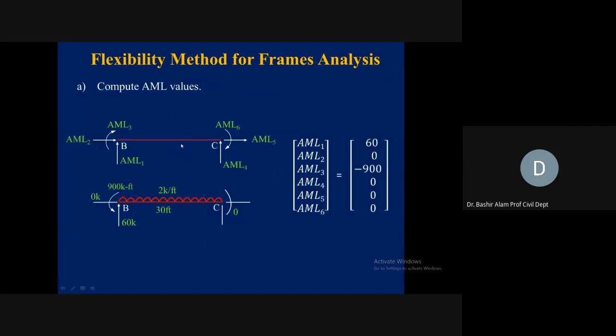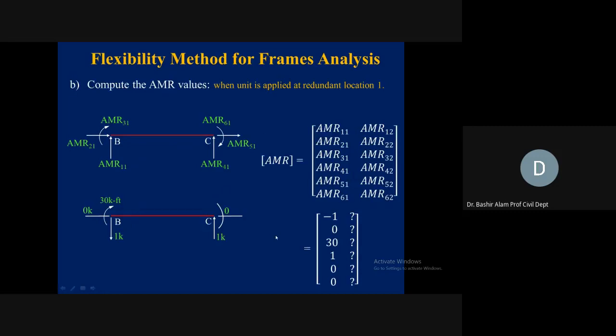Now, the AML values here, if you remember, for capital M, these were the member end actions we calculated. Now we complete the AML matrix. So 60, 0, and minus 900, 60, 0, minus 900 here you see. And then 0, 0, and 0 here you see. This is how we complete the AML matrix for member BC.